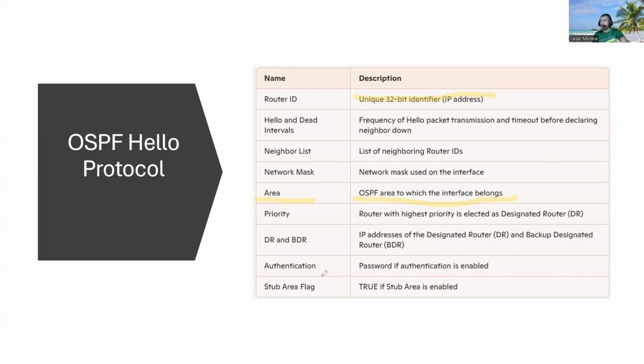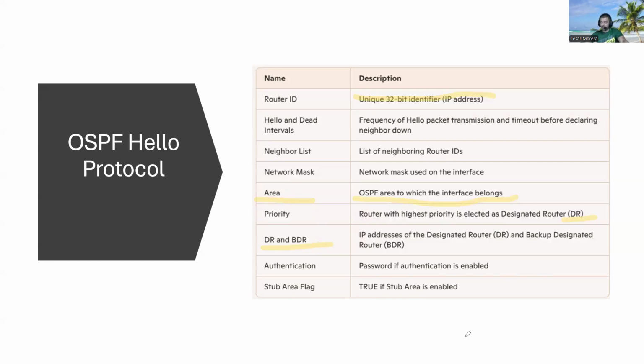What do you think priority means and is used for? So priority is basically when the router has the highest priority, it is selected as the designated router, or DR. DR and BDR: the IP addresses of the designated router, the DR, and the backup designated router, the BDR. So those are referring to the DR and BDR. Usually one acts as a slave and the other one acts as a master. We will look into that in detail later on during this chapter or this lesson.